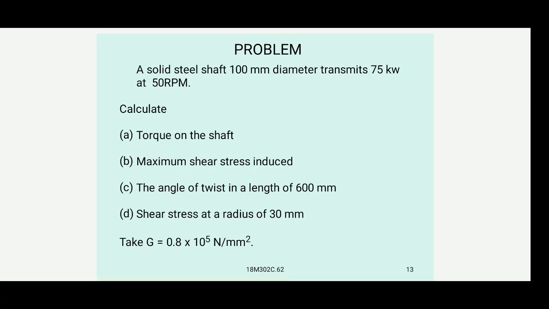Another problem: a solid steel shaft 100 mm diameter transmits 75 kilowatts at 150 rpm. Calculate A, torque on the shaft; B, maximum shear stress induced; C, the angle of twist in a length of 600 mm; D, shear stress at a radius of 30 mm. Take G is equal to 0.8 into 10 to the power of 5 Newton per mm square.